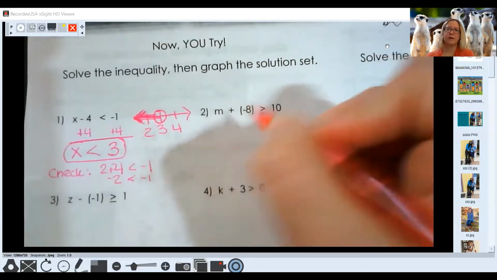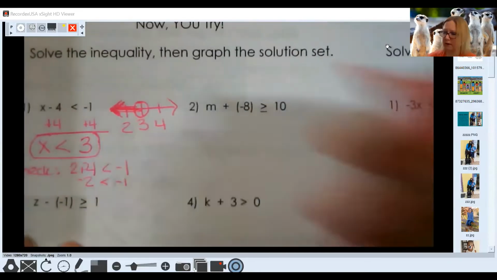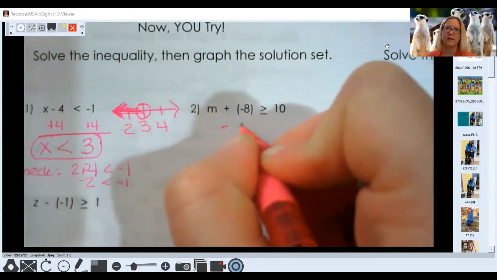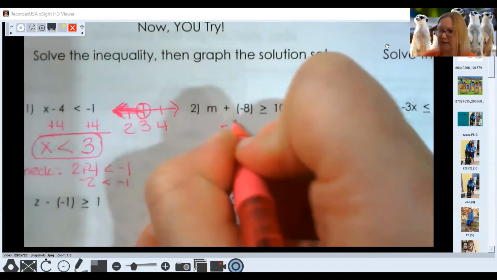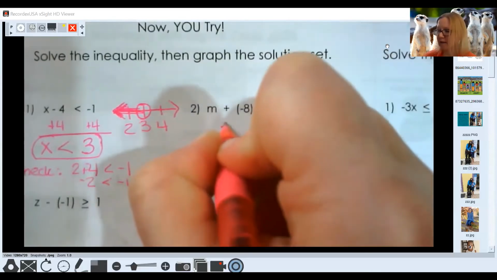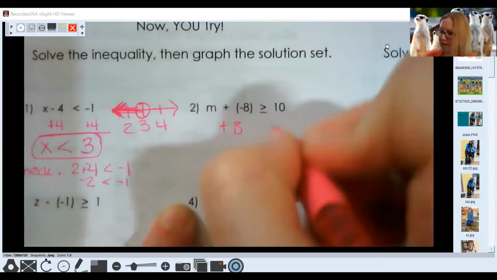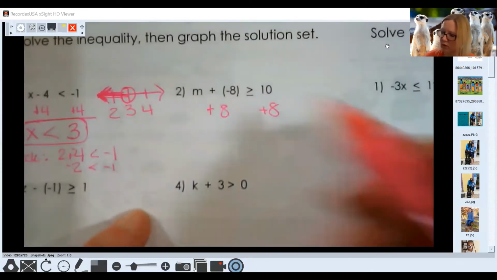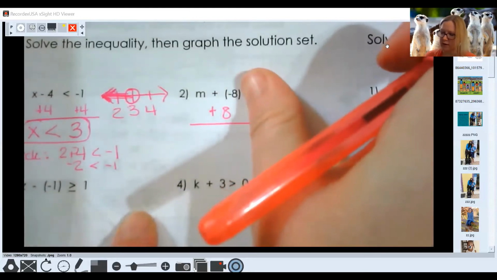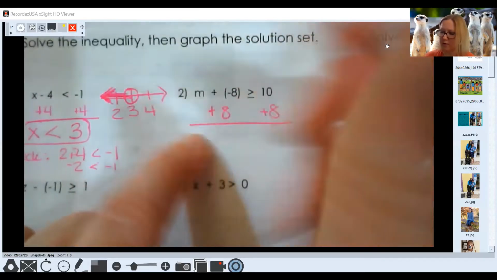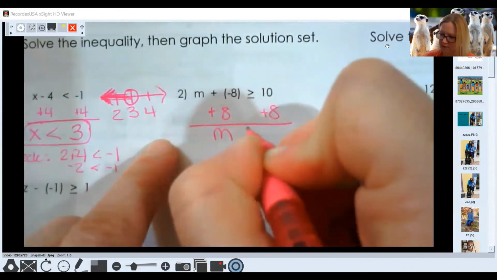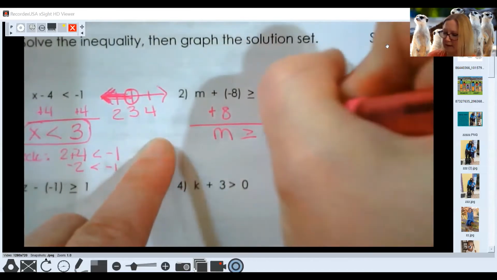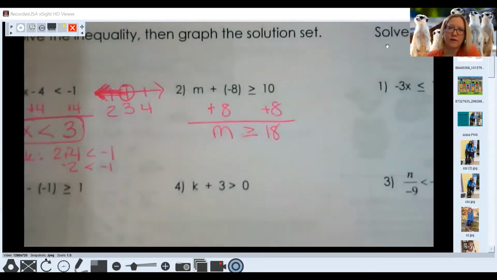All right, let's try number 2. On number 2, the inverse of adding -8 would be to subtract -8. And guys, think about that. If I'm subtracting -8, that's the same thing as adding 8. So I'm going to add 8 on both sides of the inequality. On the left side of the inequality, this cancels out and gives me 0. I'm left with m. Write down my inequality symbol. M is greater than or equal to, and I have 10 plus 8 is 18. So my answer is m is greater than or equal to 18.